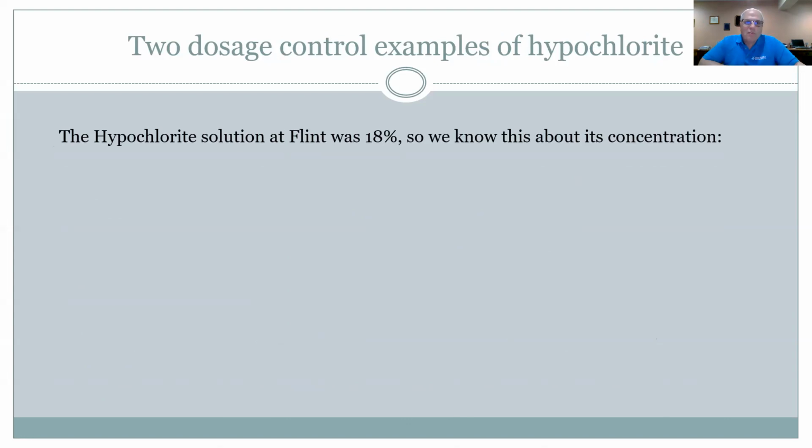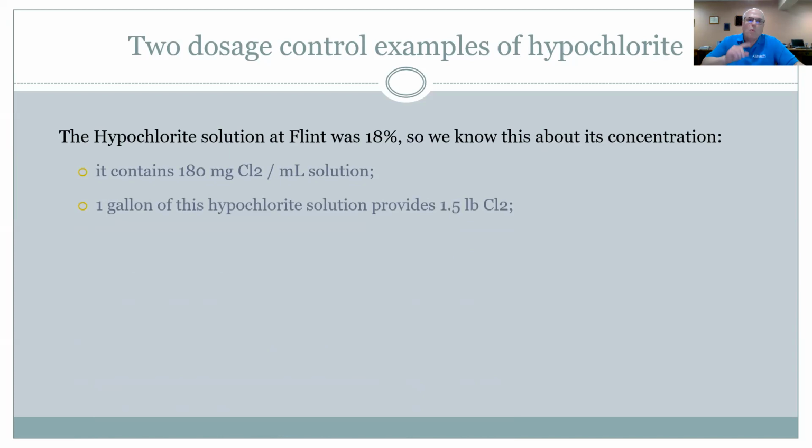The hypochlorite solution at Flint was 18% when we did this slide presentation. So we know this about the concentration of the hypochlorite at Flint. It's 18%. It must contain 180 milligrams of chlorine per milliliter of solution. We also know this. We know that 1 gallon of the hypochlorite solution will provide 1.5 pounds of chlorine.